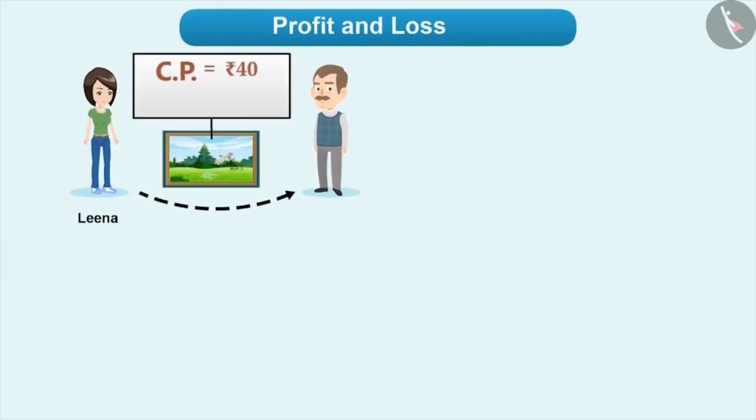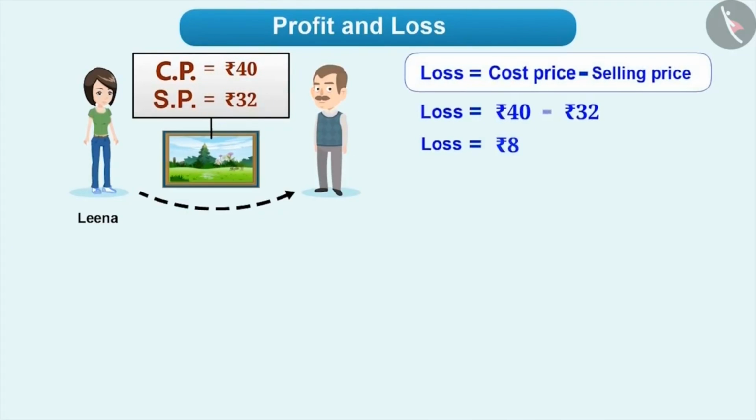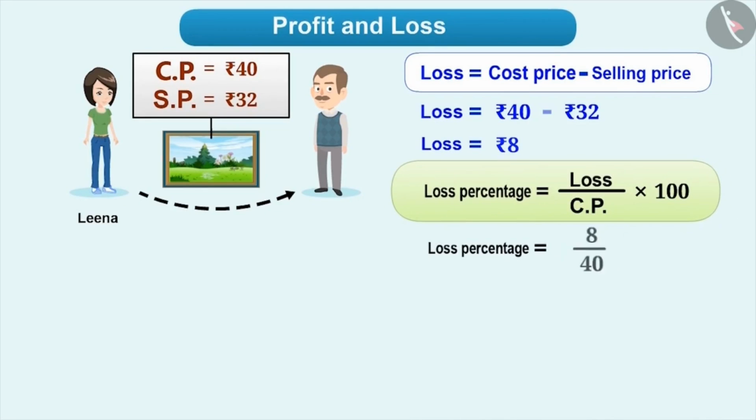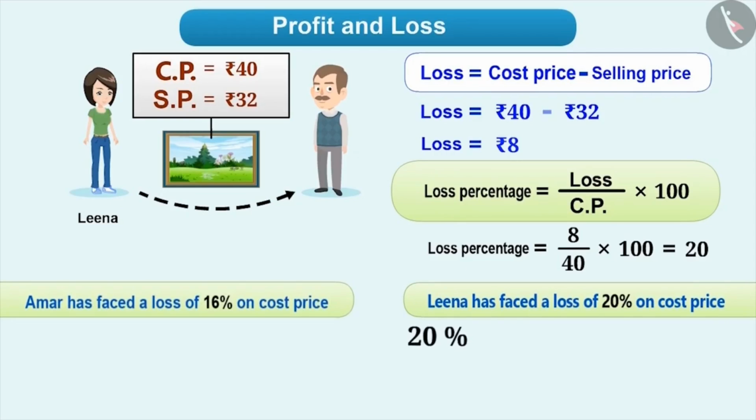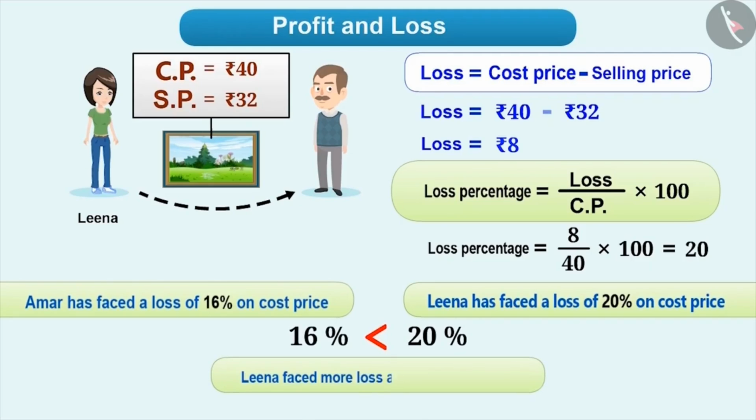Similarly, if Leena has sold the 40 rupee photo frame for 32 rupees, then she faces a loss of 8 rupees. So loss percentage of Leena is equal to 8 by 40 into 100, which is equal to 20. So Leena has faced a loss of 20% on the cost price. Now here, 20% is greater than 16%. So Leena has faced more loss as compared to Amar. Thus, by expressing profit or loss in percentage, we can easily understand them and we can compare them correctly.